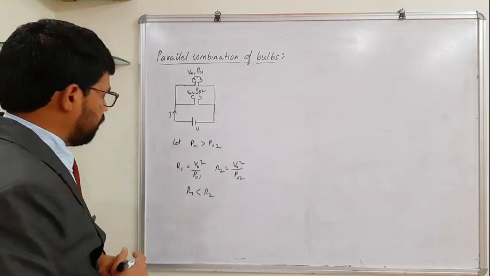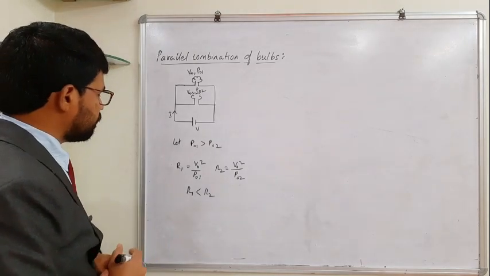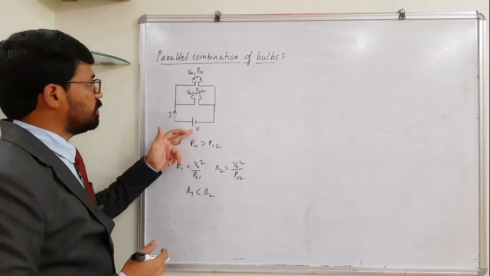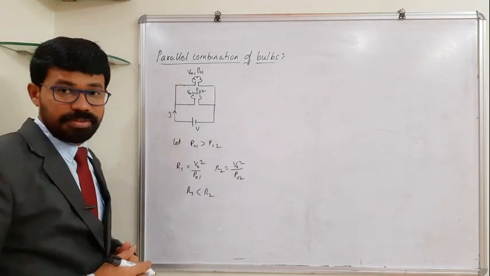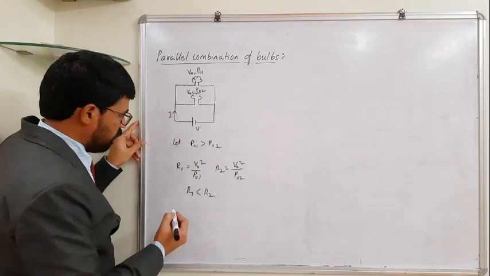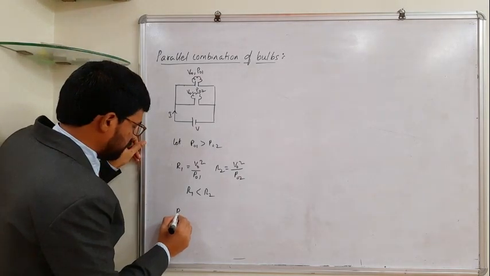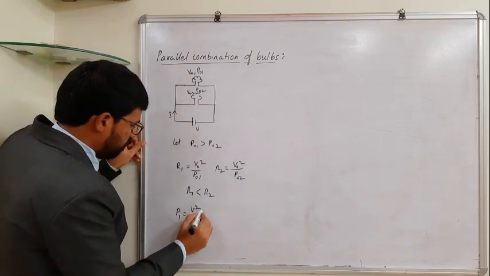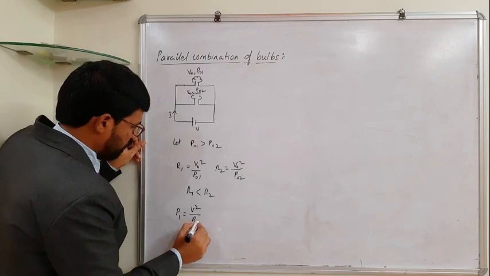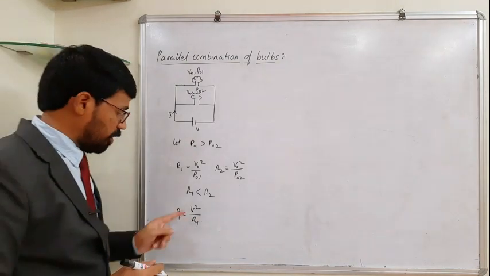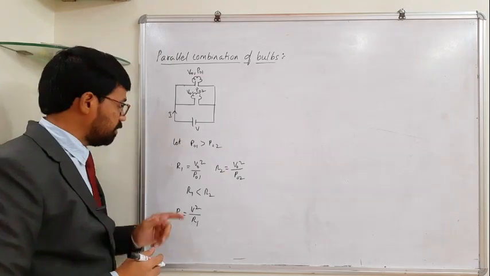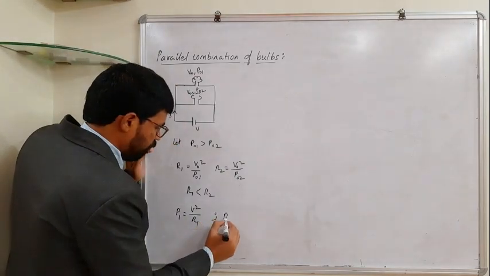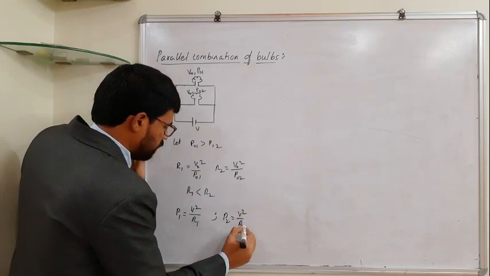If you are interested to find out the actual power consumption, maybe whatever potential we have applied might be less than V0. So what is the actual power consumption? The actual power consumption can be expressed as, in the first bulb, P1 is equal to V square by R1. Since I am dealing with a parallel combination, I'll take this potential term, because the potential across these two will be the same, isn't it? And what about P2? P2 is expressed as V square by R2.